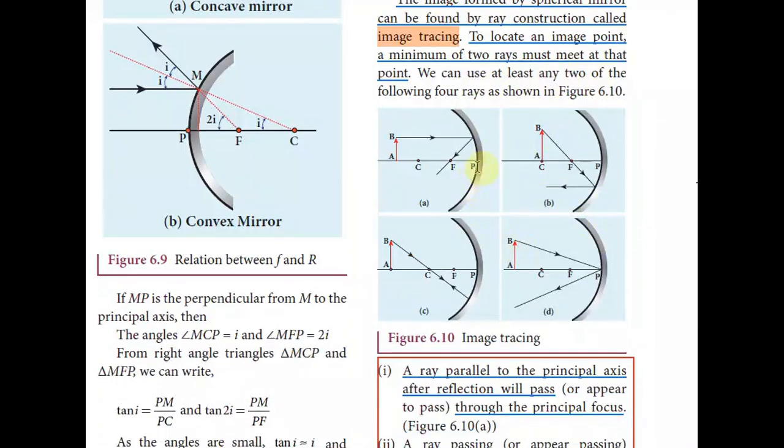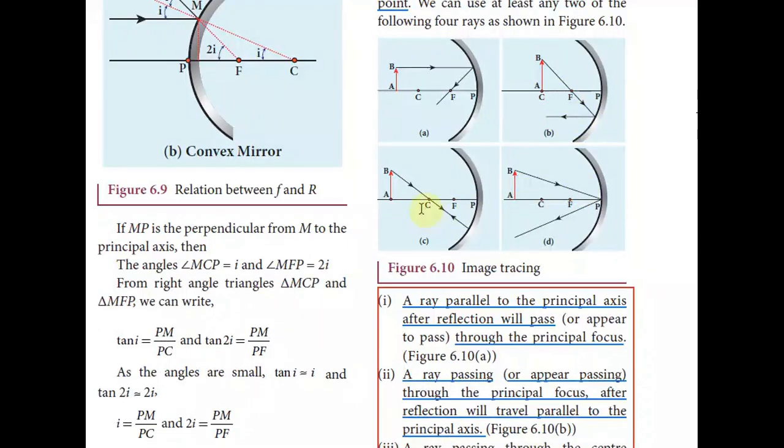So here there is a spherical mirror, and a ray comes from an object AB. One of these rays starts from the point B, gets reflected from the mirror, and that ray passes through the focus. Next, the ray which comes from the point B of the object passes through the principal focus F, gets reflected from the mirror, and goes parallel to the principal axis.